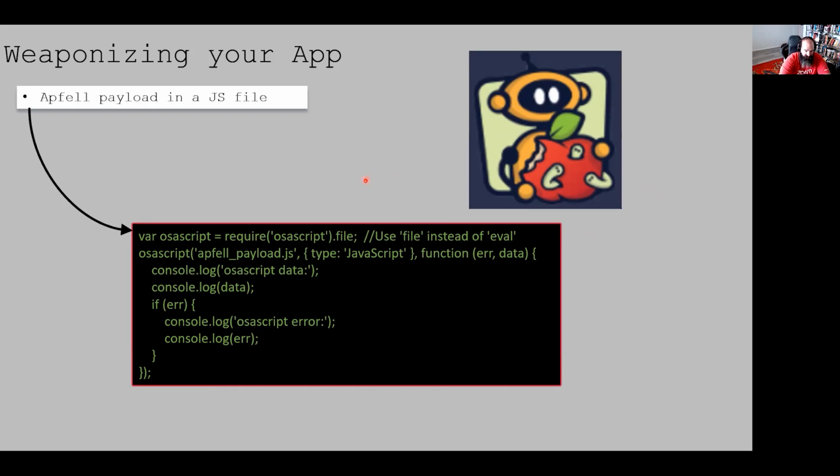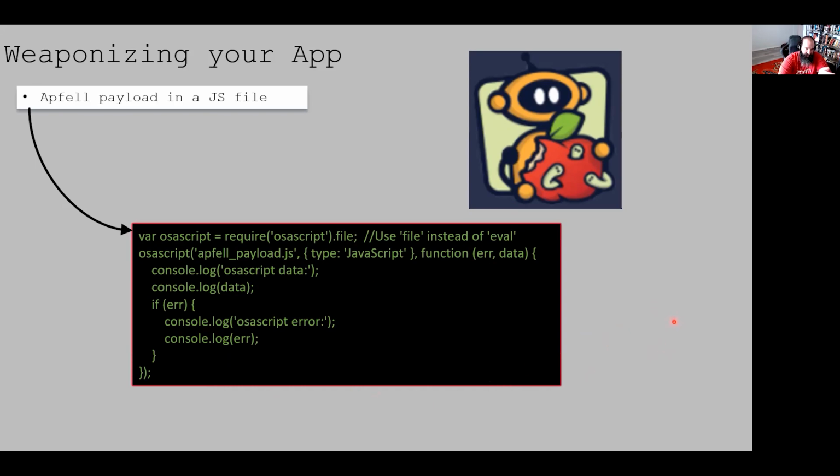The way you do this, and again, we talked about using this .eval function in the last example. This time, you're going to use the .file function. So instead of being able to run a one-liner in a variable, you're going to actually call a JavaScript file that you have embedded in your project. So in this case, we're saying we have @fel_payload.js. So the osascript function is going to call that as an argument. Again, this .file instead of eval, and all the same feedback into the console here and errors.